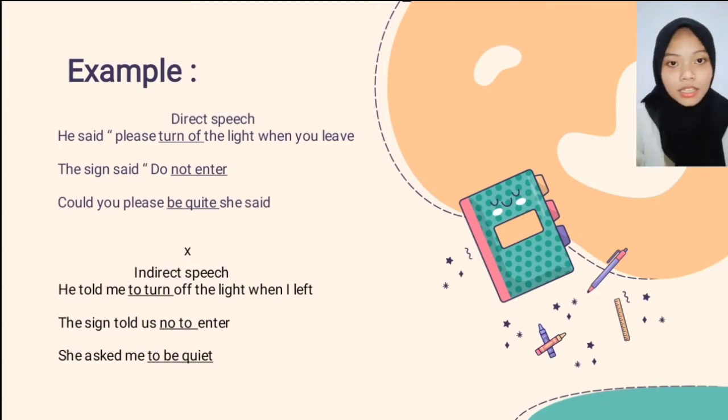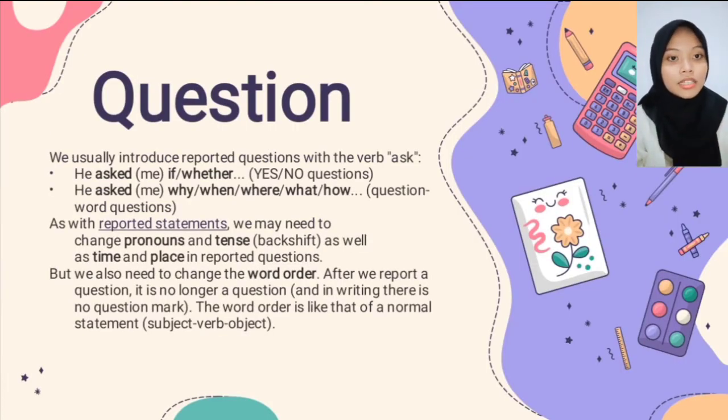Okay, the next slide. The third kind is question, reported speech question. We usually introduce a reported question with the verb ask. He asked me if or whether, for a yes or no question. He asked me why, when, where, what, how, for a question word.